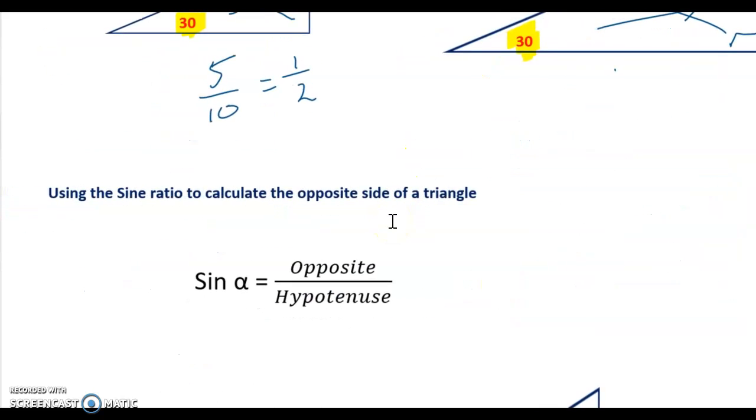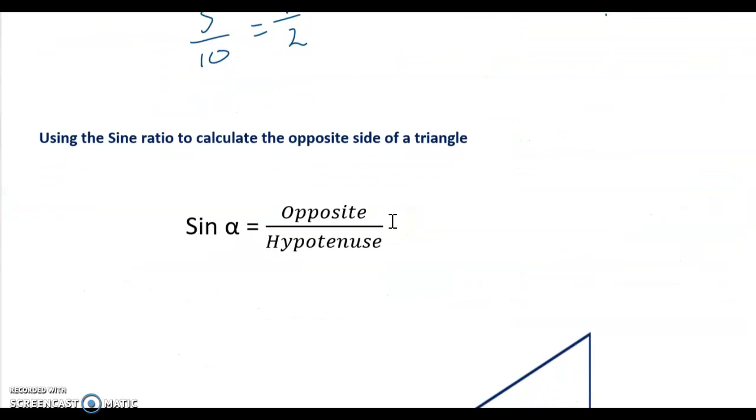Right, we're going to use the trig ratio to calculate the opposite side of a triangle. Okay, so we're looking for the opposite. So the formula we're going to use is sine alpha. Now alpha is just a Greek letter we use to represent an angle in a formula, okay? So sine alpha is equal to the opposite side over the hypotenuse. Okay, we just kind of looked at that previously.